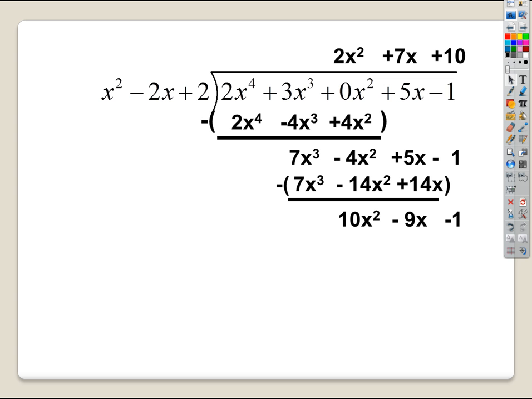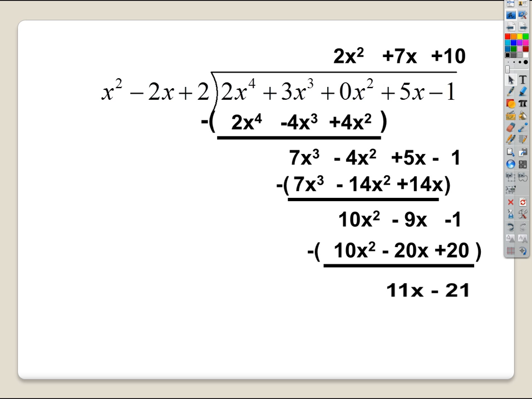So if I distribute the 10 all the way through, 10 times x squared is 10x squared for the x squareds. 10 times negative 2x is negative 20x, x column. 10 times 2 is 20 for the constant column. Subtract, and that's what we get. 11x minus 21. Now, does x squared divide into 11x? No, it doesn't. It's not going to divide in there. And so this is my remainder.